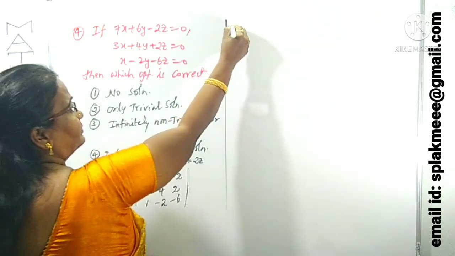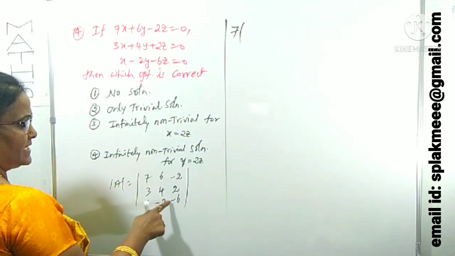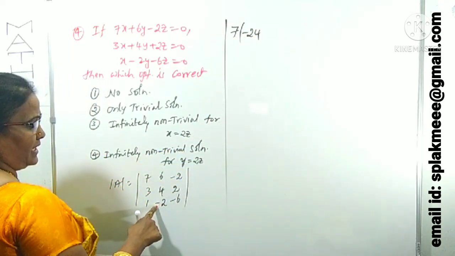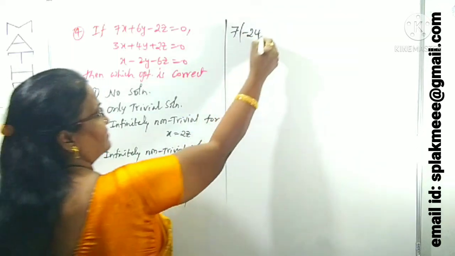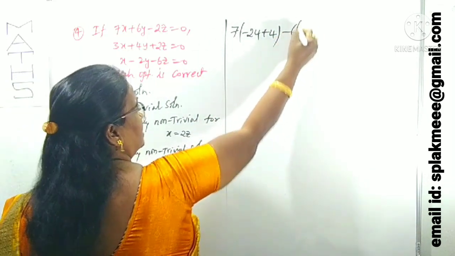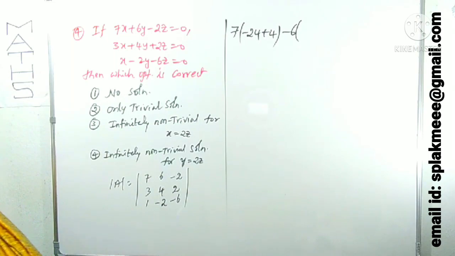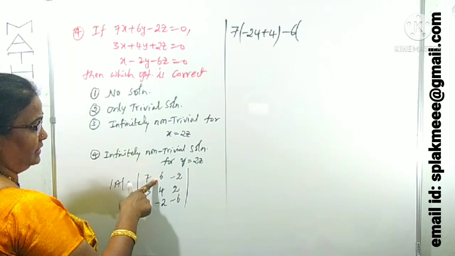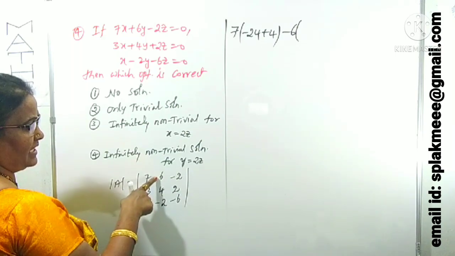7 into 4, 6, 24 with minus 24. Next, minus plus 4 will come here. Next, minus 6 we can use. You know determinant expansion very well. How can I expand the determinant? That is what I am doing here. Minus 6 we can take here. We can change the sign.